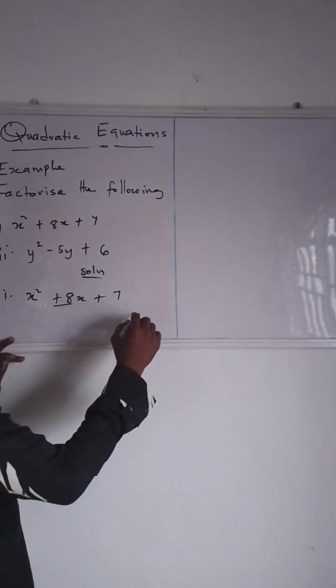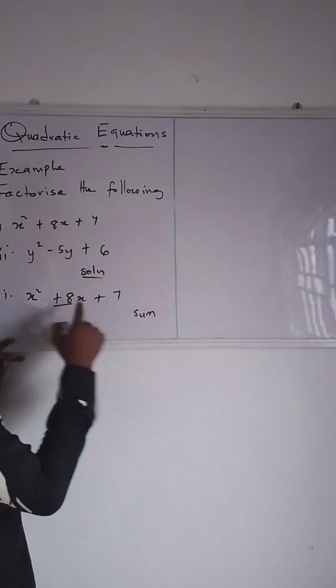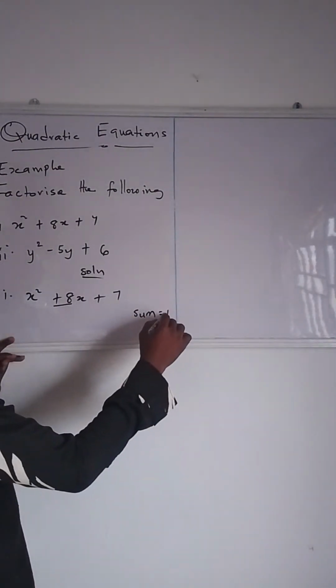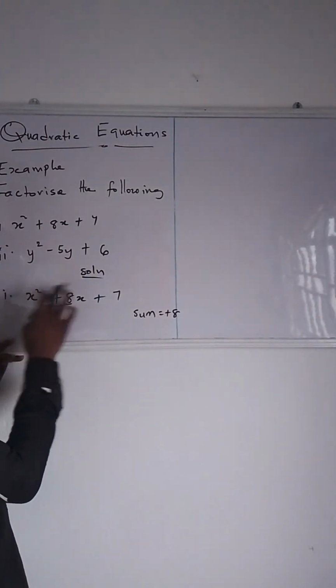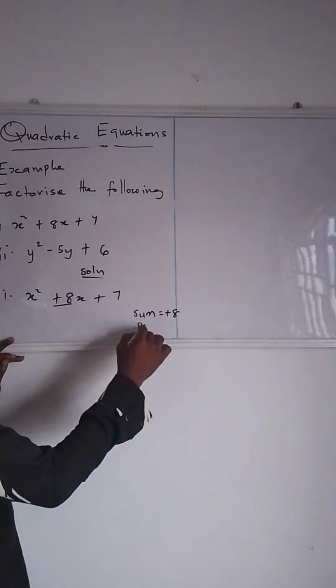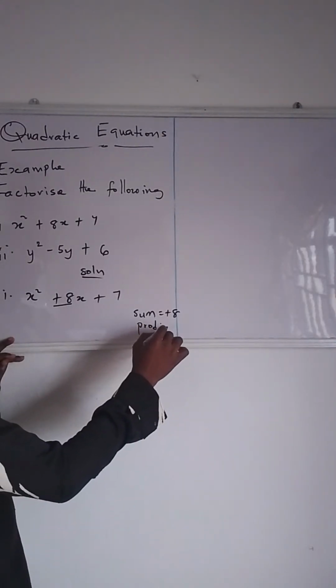Alright, so now let us write it out. I call this sum. So the sum is plus 8. And what is the product? Now, 1 times 7. So the product is plus 7.